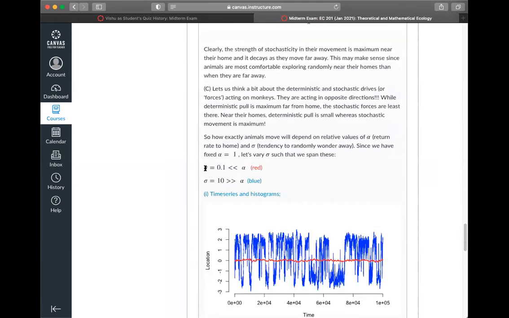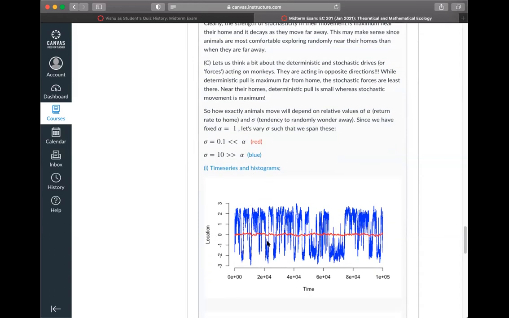And how do you choose this? That's always very, very important. Choose different sorts of regimes. For example, one regime is sigma much smaller than alpha, and the other would be exactly the opposite. And I have now basically shown results here. The red corresponds to sigma 0.1, which is much less than alpha, and sigma 10 is the exact opposite of it.